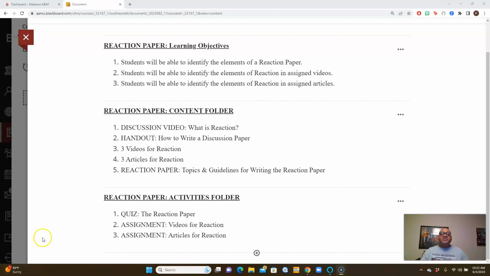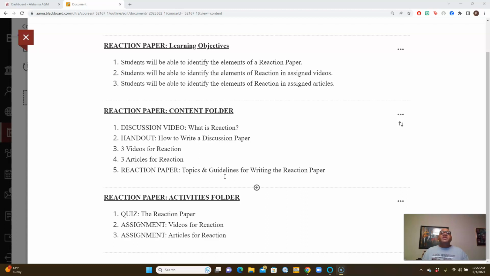You have 3 articles that you're going to read, okay? The 3 articles pertain to the topic that you're going to discuss for the reaction paper, so make sure that you do that. The last thing that I want you to make sure that you do is look at number 5, the reaction paper topics and guidelines, okay?